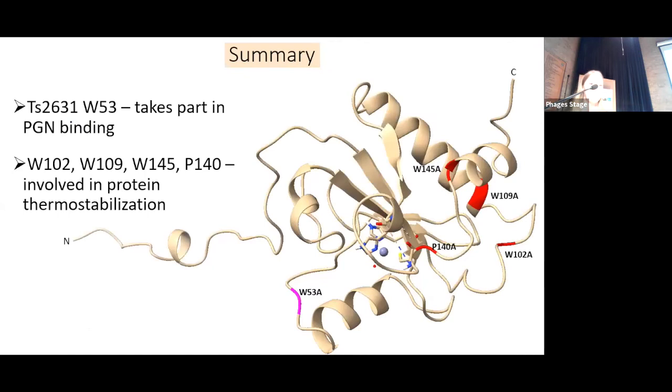So to sum up, tryptophan at position 53 takes part in peptidoglycan binding and is present far away from the core of the protein. And tryptophan at positions 102, 109, 145, and also proline at position 140 are involved in protein stabilization, and they are all present on the C-terminal of the endolysin.